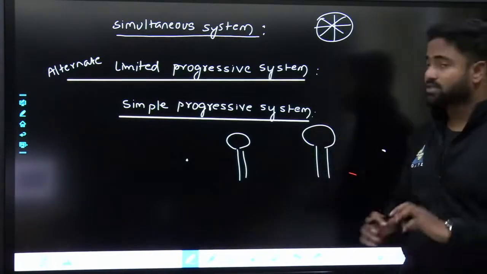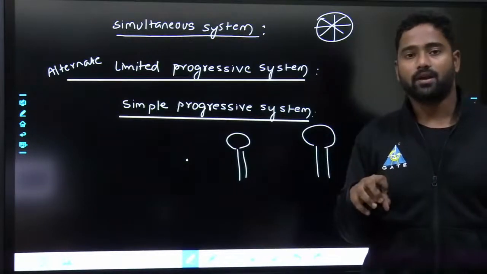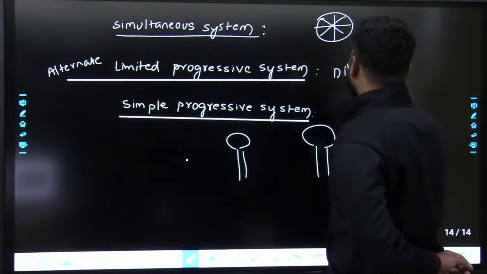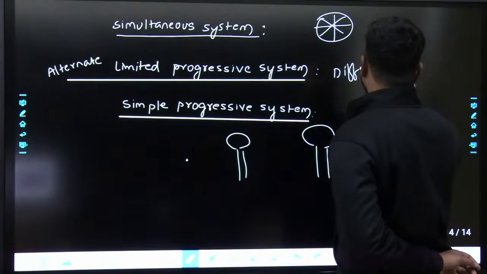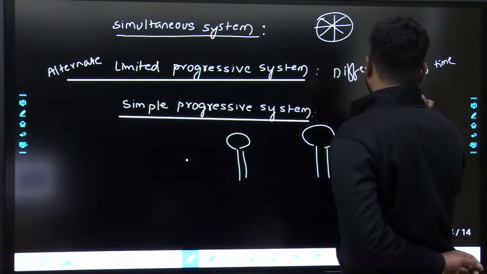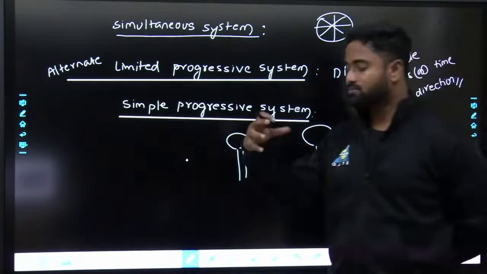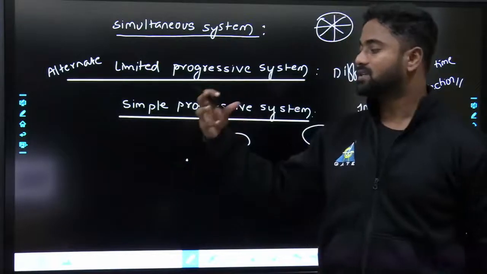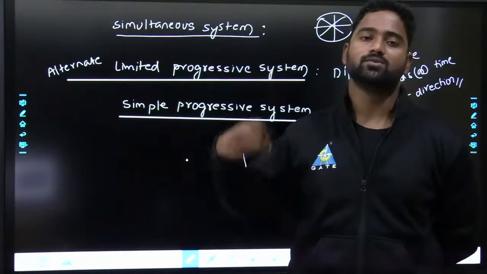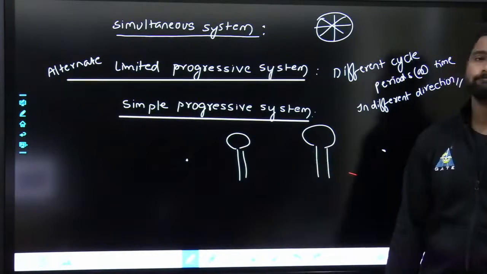Whereas in the alternate or limited progressive system, we design based upon the amount of traffic. In one direction traffic would be more, in another direction traffic would be less. So there will be different cycle periods or different times in different directions. If traffic is more in one direction, green time will be more there. If traffic is less in another direction, green time would be less, so that we remove the traffic from the intersection as soon as possible. That is the alternate or limited progressive system. In a very basic idea, this is the thing. Any doubts?